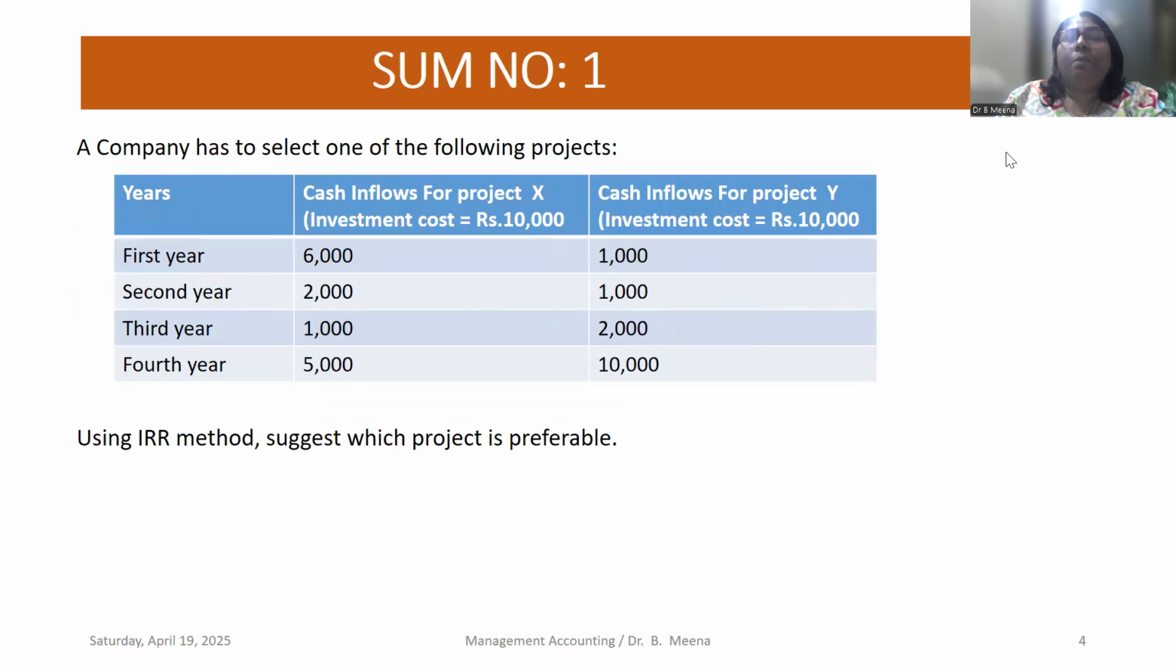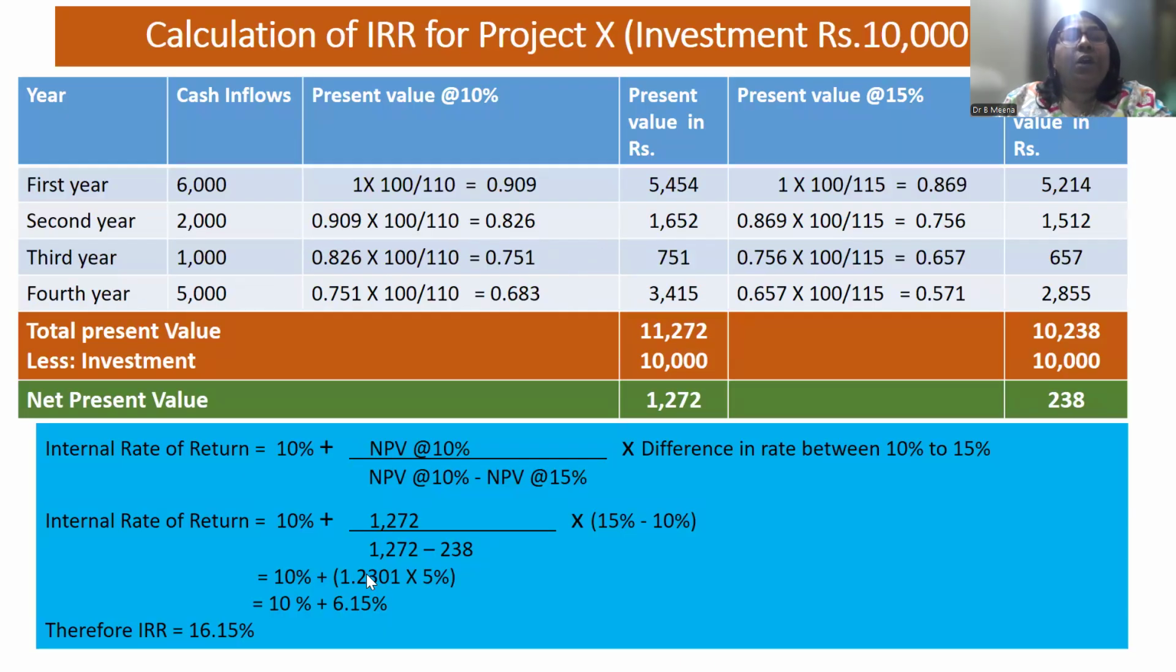Let me check one problem under this IRR method. As per this problem, we have 4 years of cash inflows for project X and project Y. The investment cost is the same, rupees 10,000. So just check out the solution, how I work it out. For project X, I calculate separately. In the next slide, I calculate project Y separately. But the investment cost is the same, 10,000.